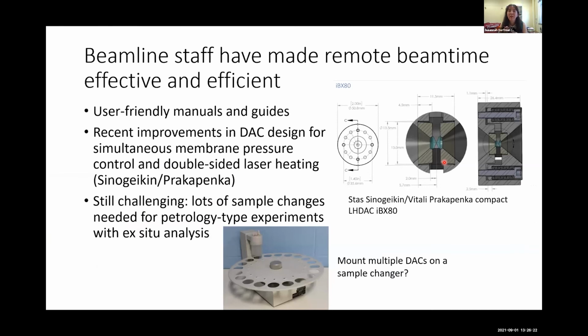I think I just got an almost out of time warning. But I did just want to note, of course, that our beamline staff have done really great things over this year in terms of making remote beam time effective and efficient. They're always really great at making user-friendly manuals and guides, particularly at GeoSoilEnviroCARS, and making improvements in DAC designs that will help to facilitate the remote techniques.